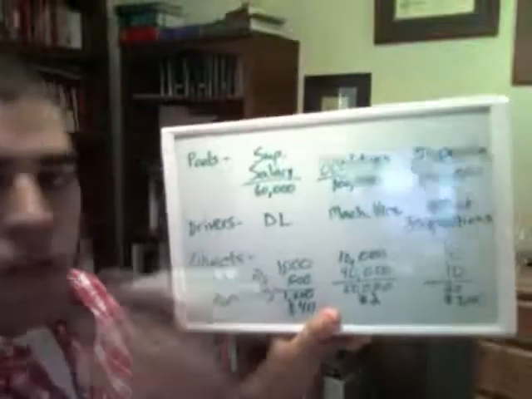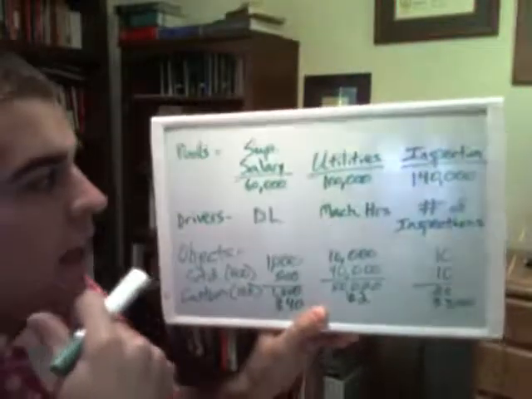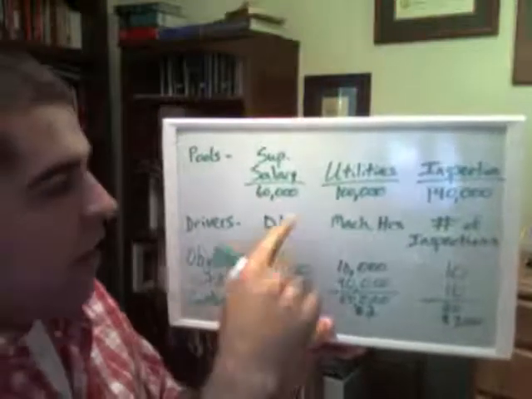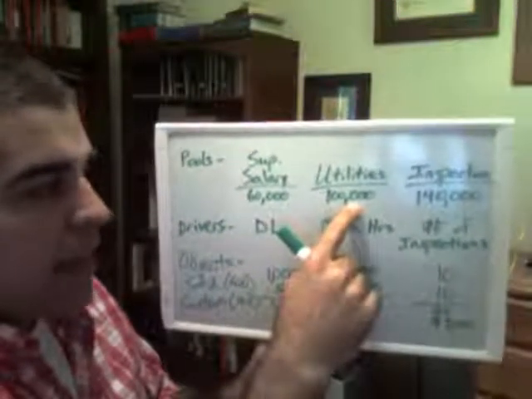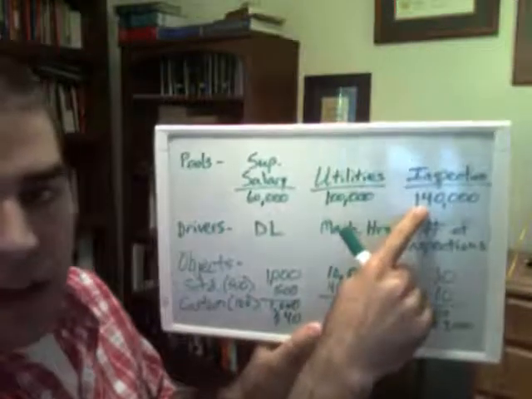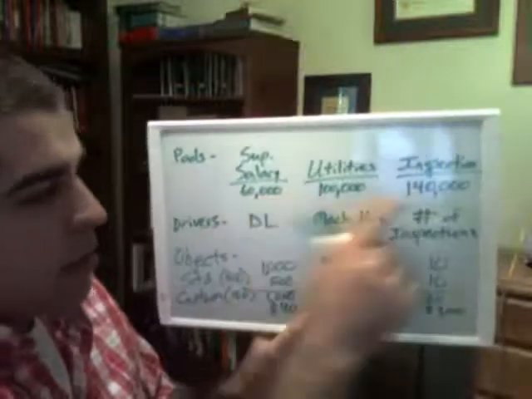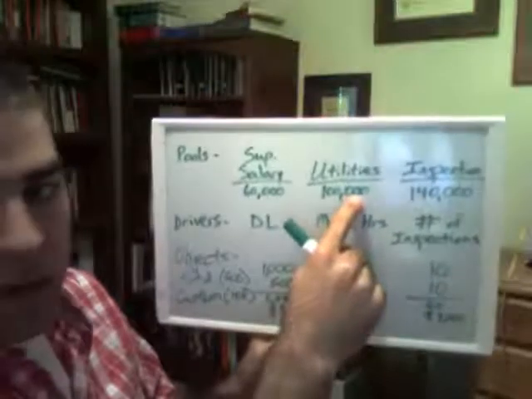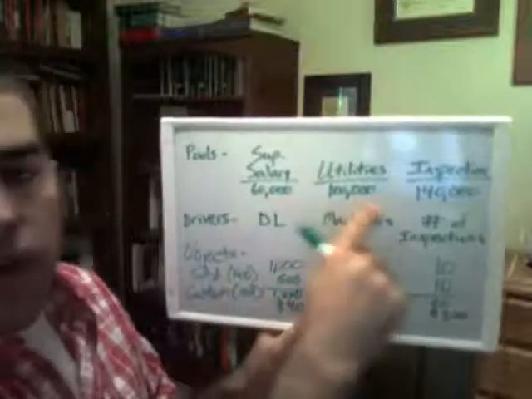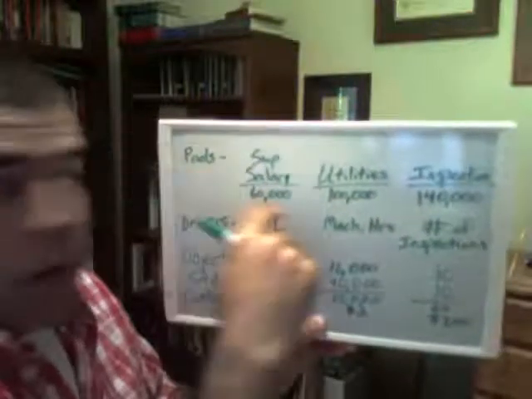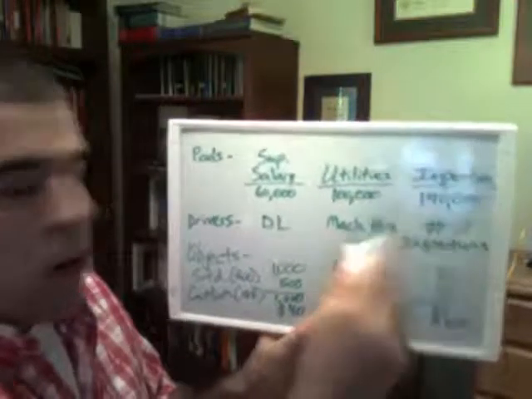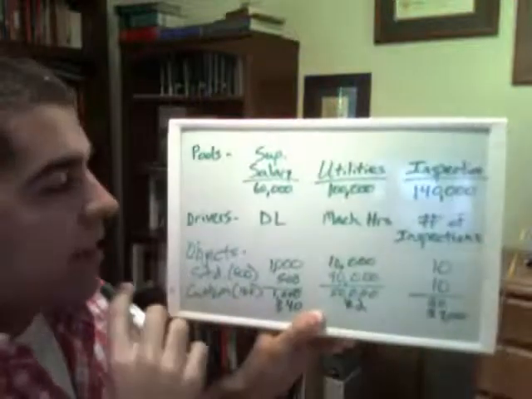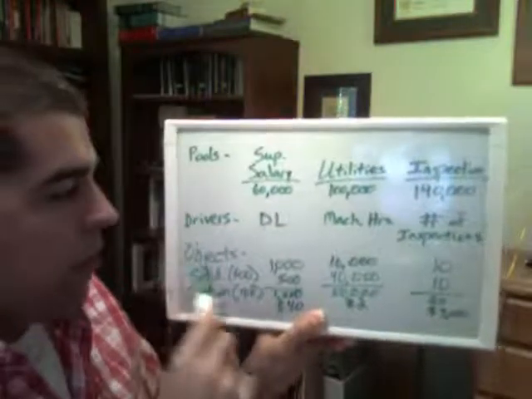So rather than the 300,000 total overhead, I've divided it into 3 different pieces. I said there's a supervisor salary of 60,000, utilities of 100,000, and inspection cost of 140,000. Altogether, 60 plus 140 is 200, plus 100 more is 300. This is our 300,000 total overhead, but now I'm breaking it apart into 3 different cost pools.